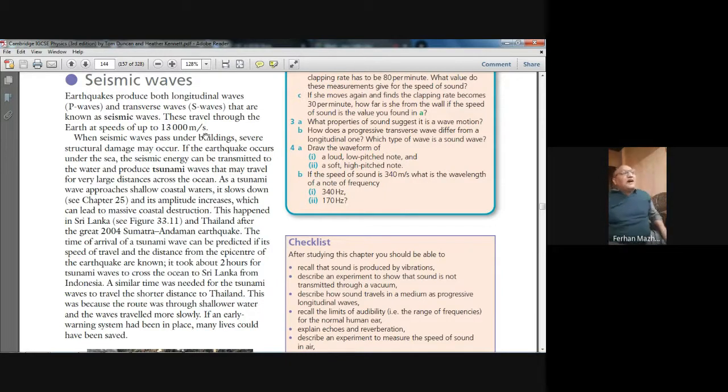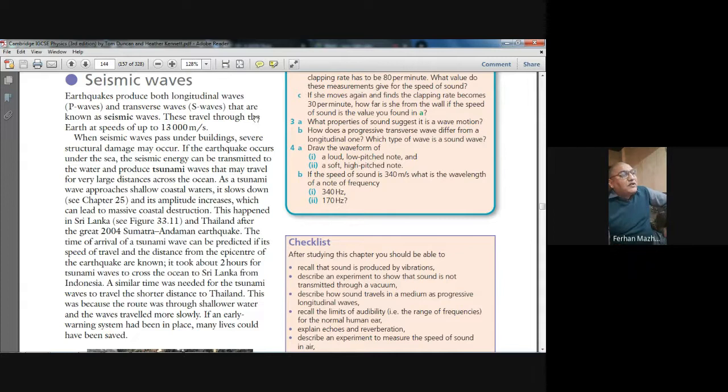When seismic waves pass under buildings, several structural damages may occur. If the earthquake occurs under the sea, the seismic energy can be transmitted to the water and produce tsunami waves that may travel for very long distances across the ocean. As a tsunami wave approaches shallow coastal water, it slows down and its amplitude increases, which can lead to massive coastal destruction. This happened in Sri Lanka and Thailand after the great 2004 Sumatra Andaman earthquake.